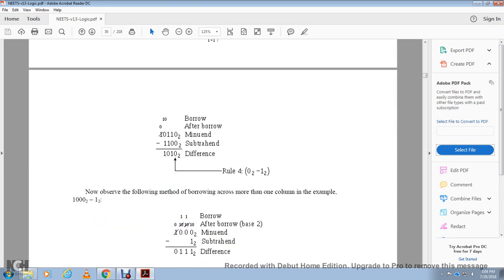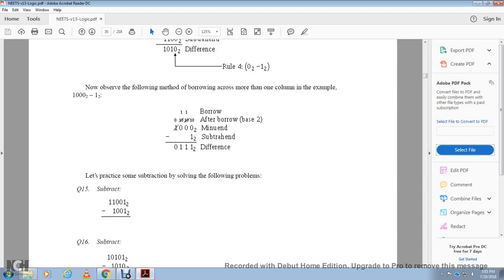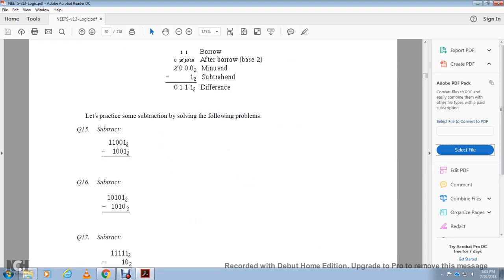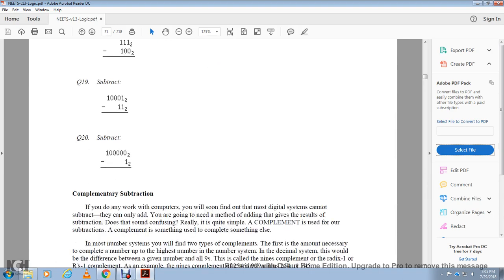Now observe the following method of borrowing across more than one column. Example: 1001 binary minus 110. The minuend is 1001, the subtrahend is 110 base 2. You'd have 011 base 2 as the difference. Let's practice some subtraction, solve the following problems.